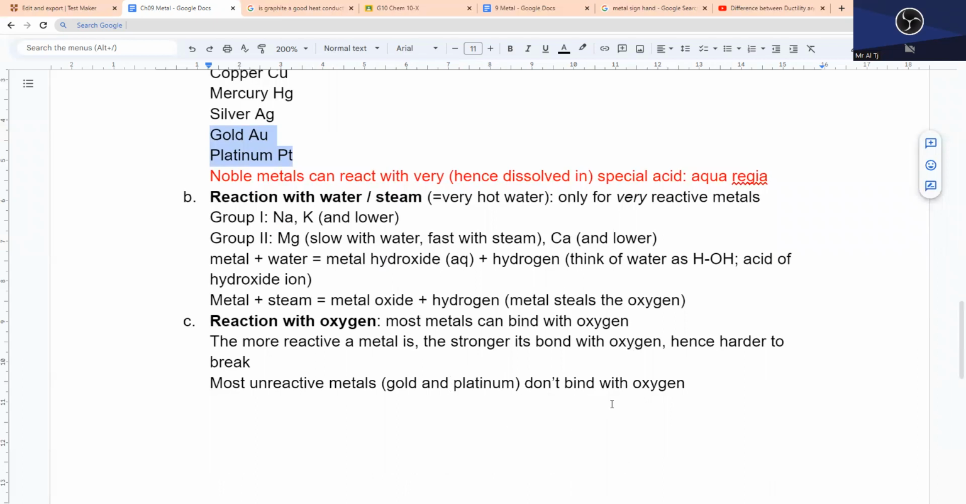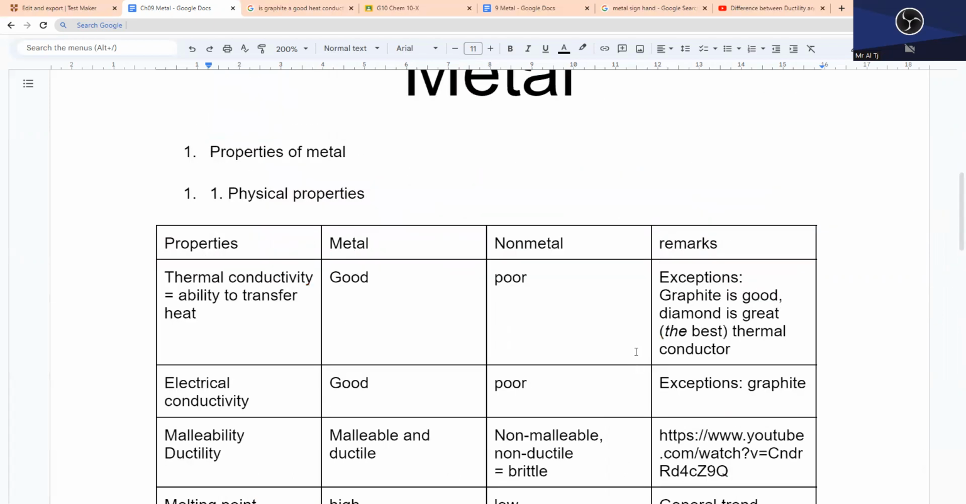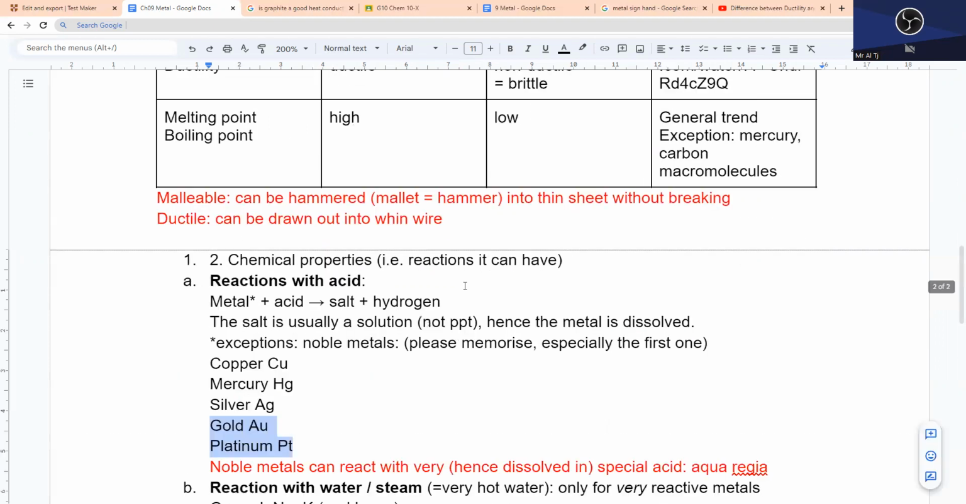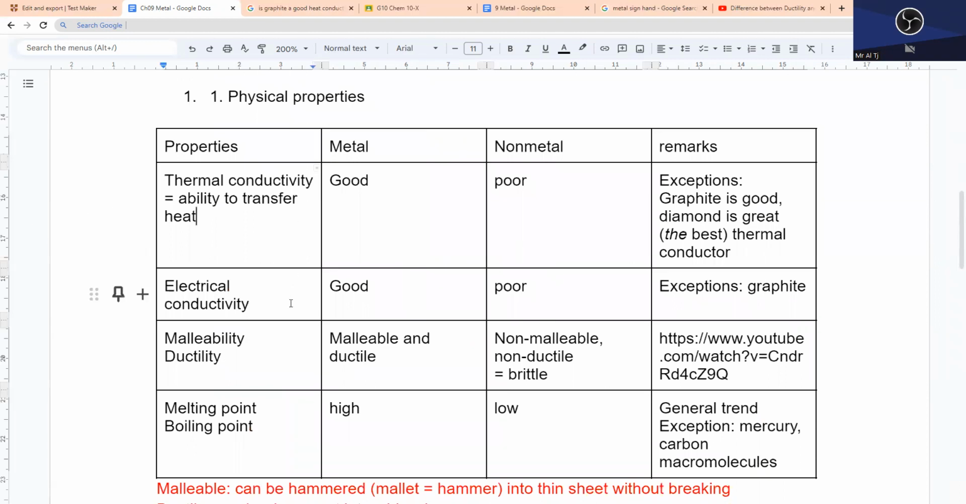Now, that will be it for today. Key items here. There are two types of properties of metal, the physical and chemical properties. Physical properties are about thermal conductivity, electrical conductivity, malleability and ductility, melting point, and boiling point. Metals generally possess the first three: good thermal conductivity, electrical conductivity, malleability and ductility, and they have high melting and boiling points, while non-metals are the opposite.